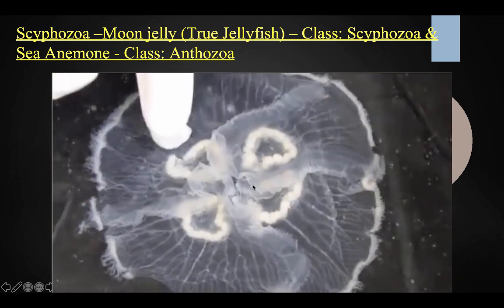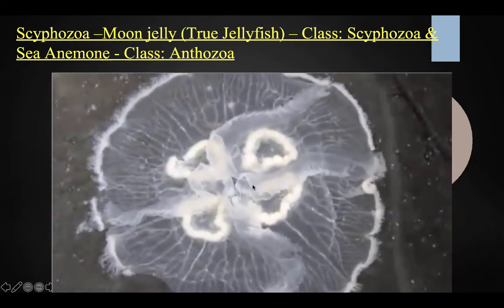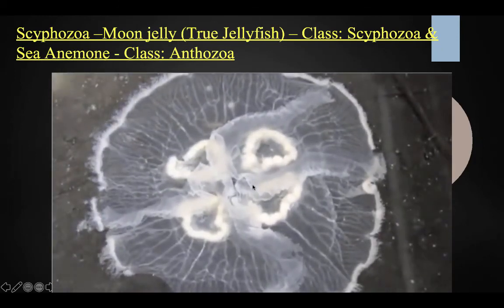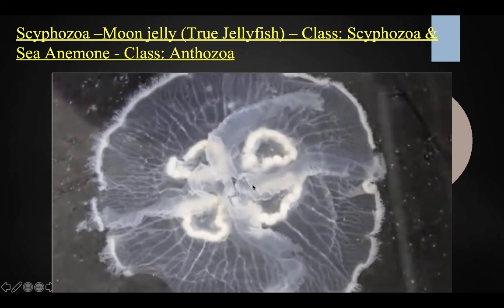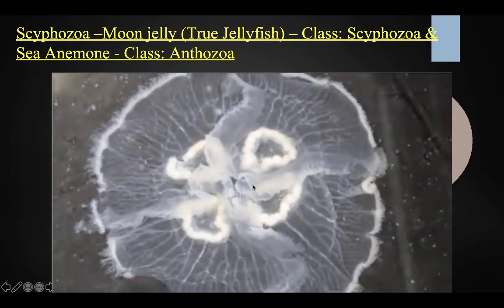The name is appropriate. They're soft and squishy like jelly. They feel very jelly-like, and they're made up of anywhere from 94 to 99% water. And like other cnidarians, like all cnidarians, they display what's called radial symmetry.